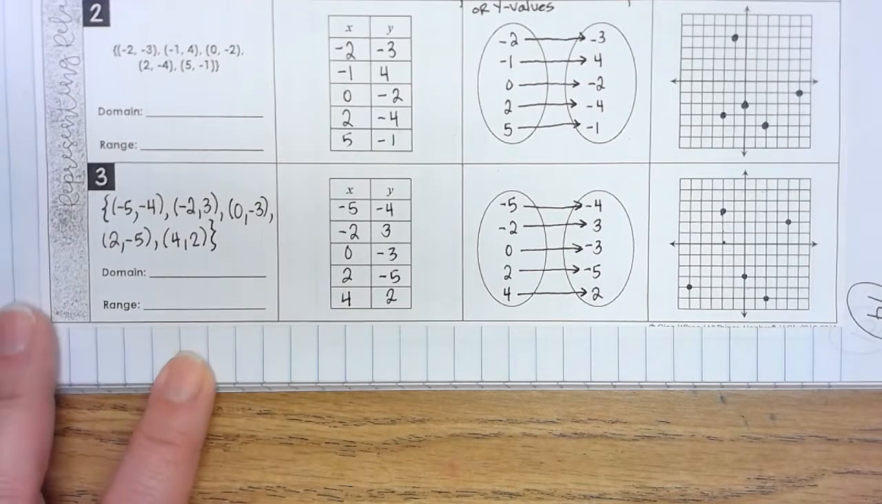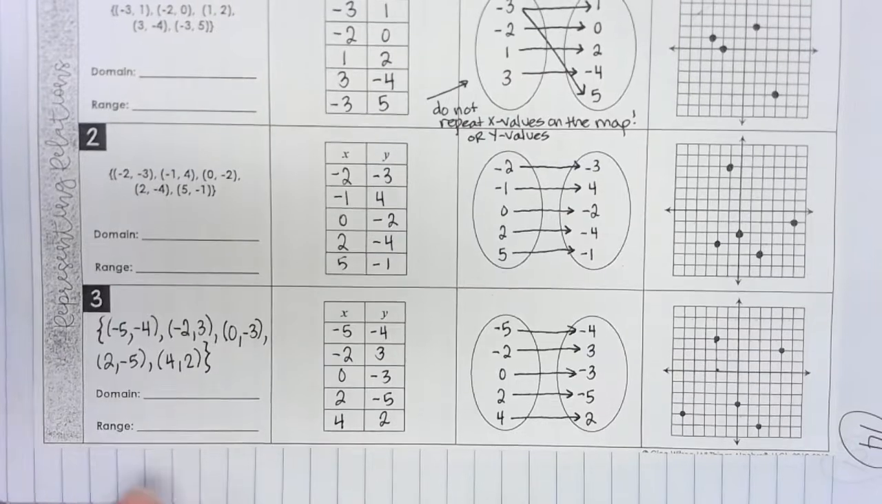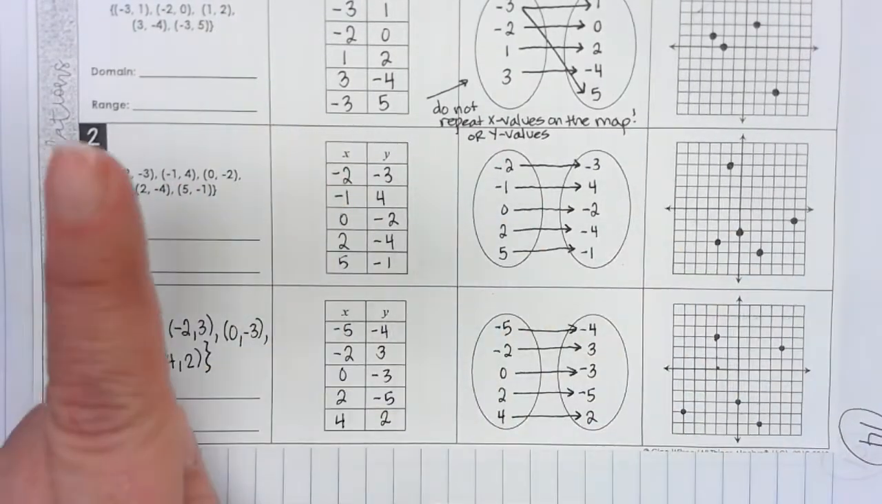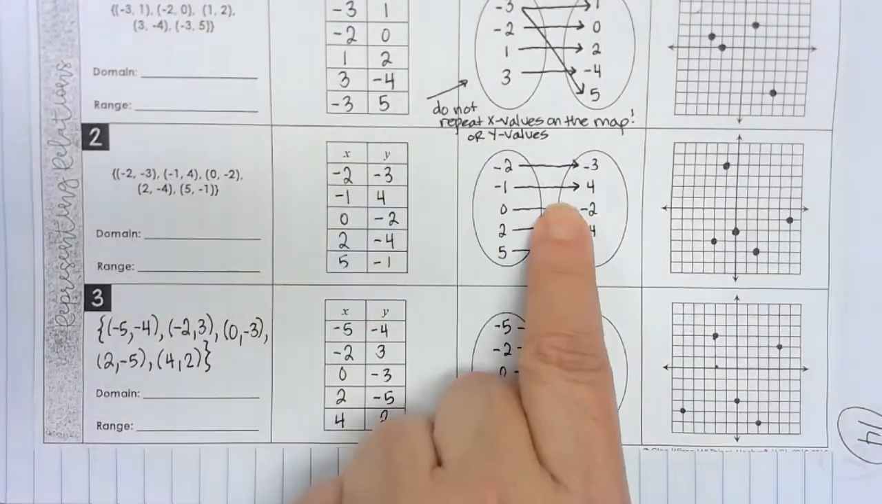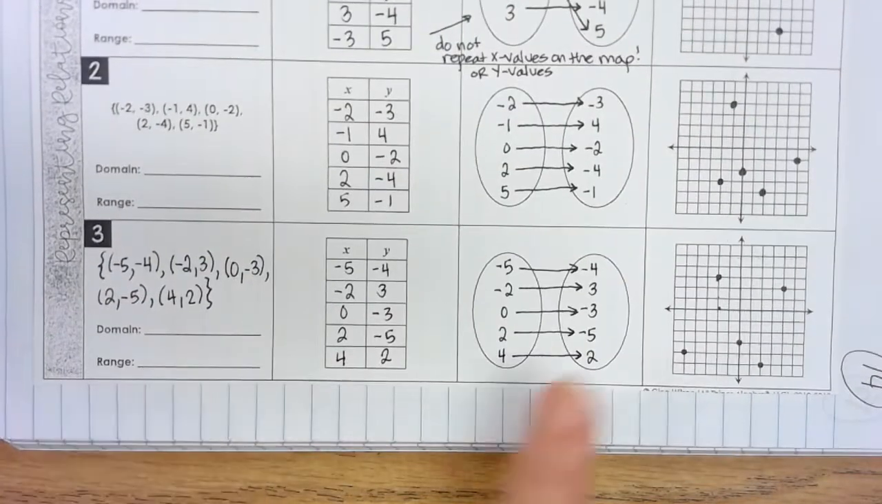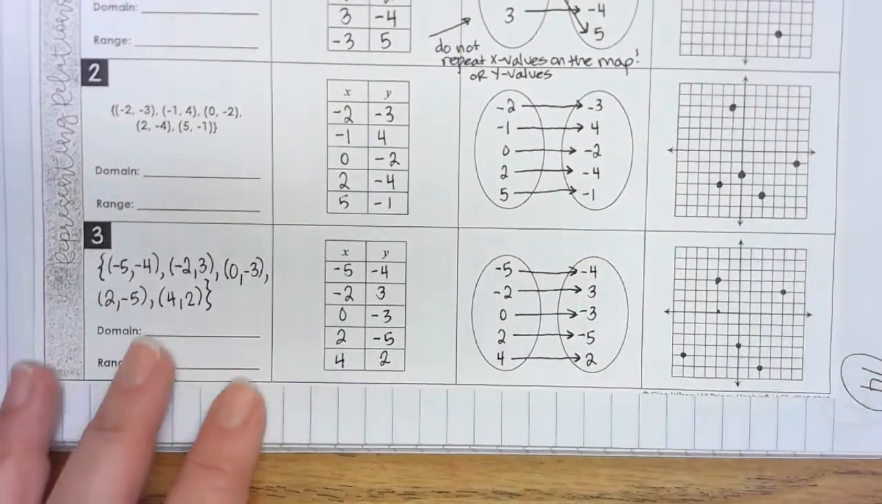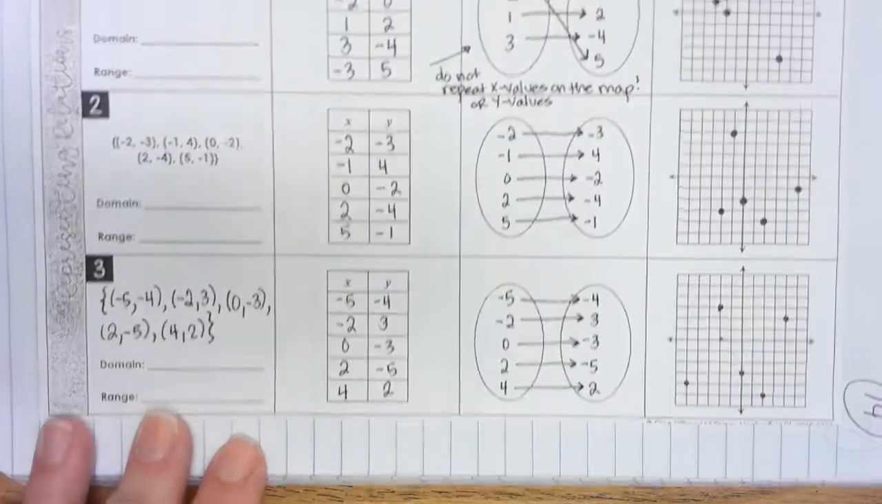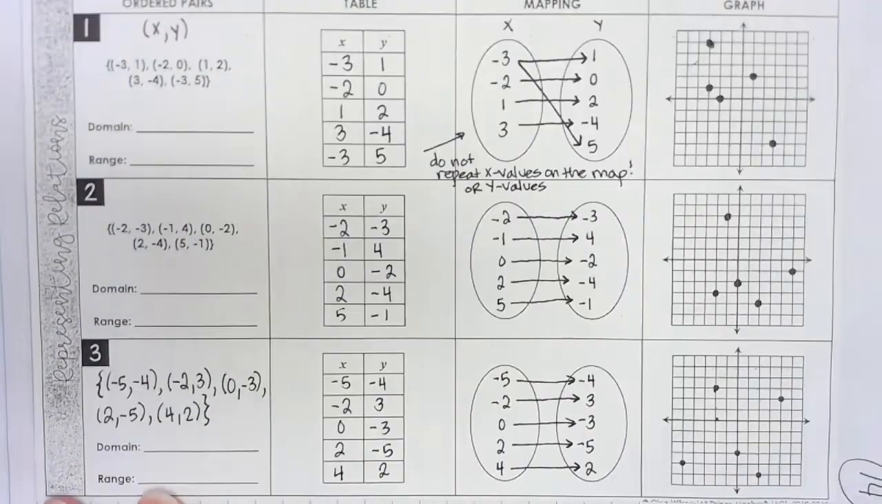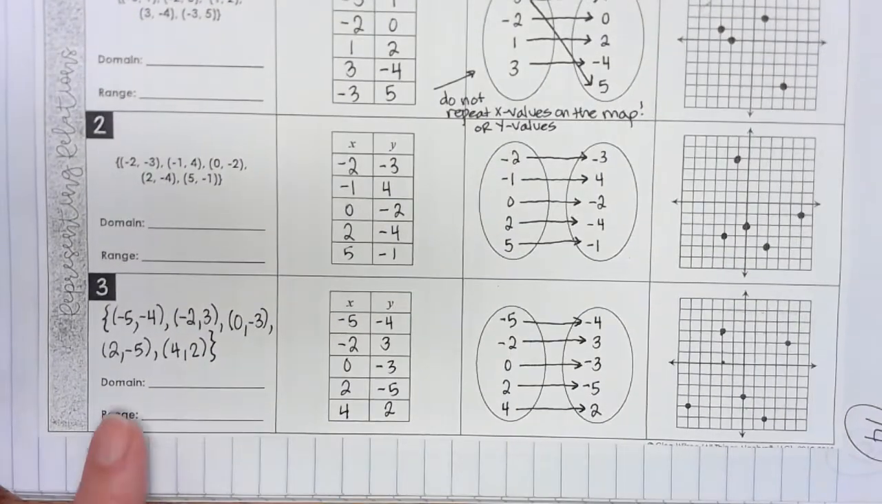But that is how you represent your relations in 4 different ways. Set of ordered pairs, table, map, and points. And remember that these graphs that have only dots on them are called discrete graphs. If you have any questions about this page, you can pause the video and ask Miss Calvert.